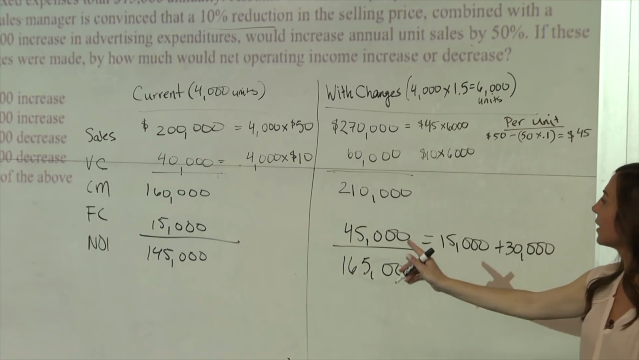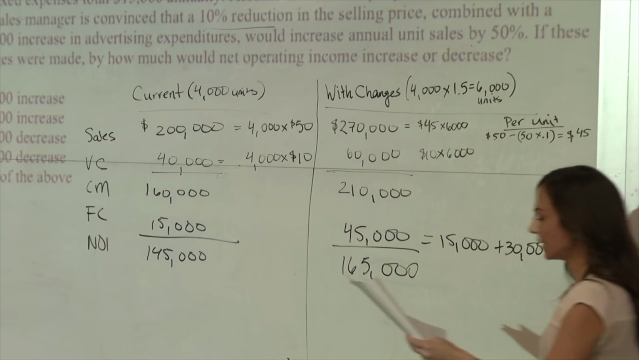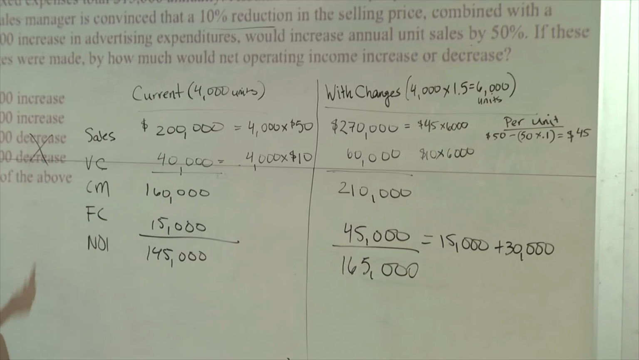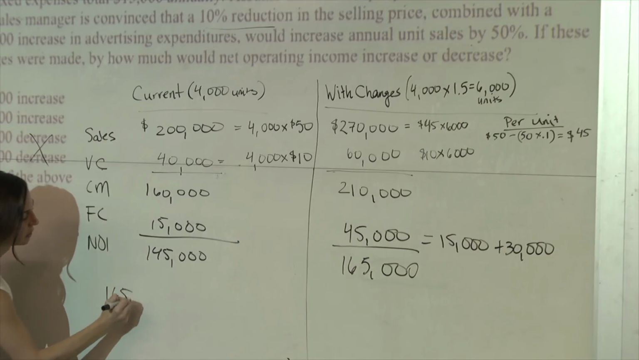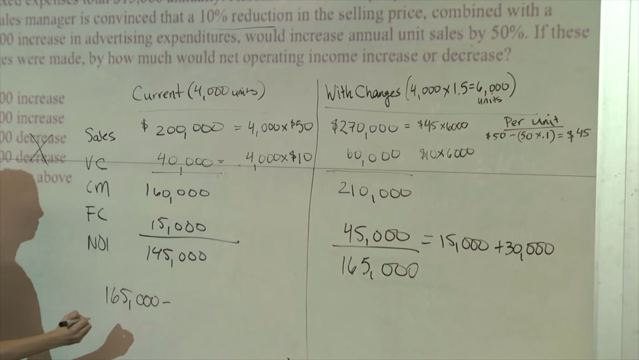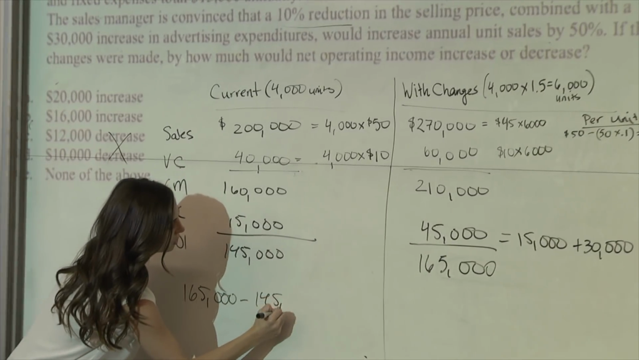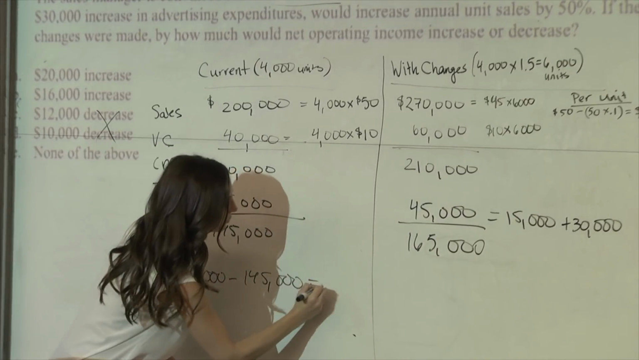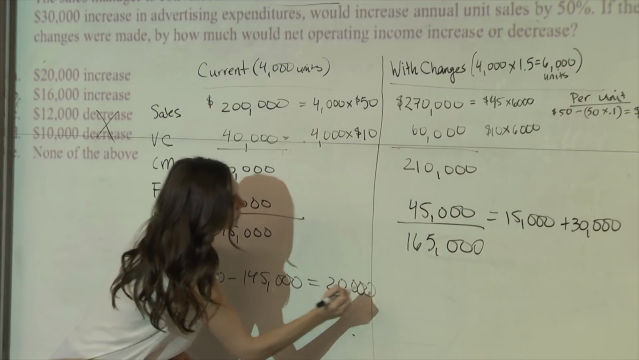So our net operating income increased. The question is asking for how much our net operating income increased or decreased. So we know right away it's not going to be any of these decreases, right? We can see clearly it increased. And of course, to get the actual amount, you just subtract the two. So we have 165,000 with the new scenario, 145,000 before, and that gives us 20,000.